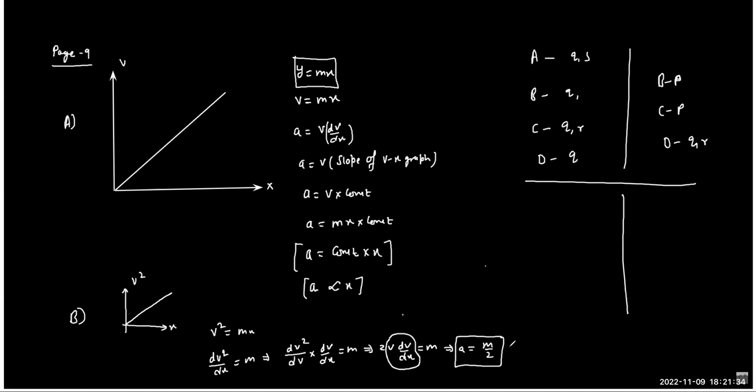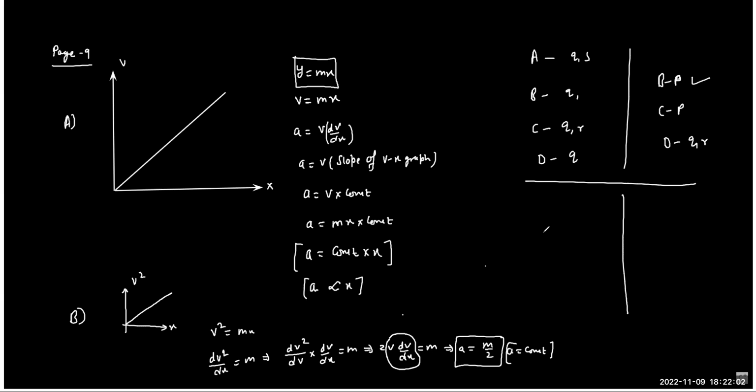In the v square versus s graph, acceleration is half of the slope, 1 by 2 times slope. Here the slope is constant. So here a is constant. So which option is giving you constant acceleration? Option P. Very good. So P is the only answer.